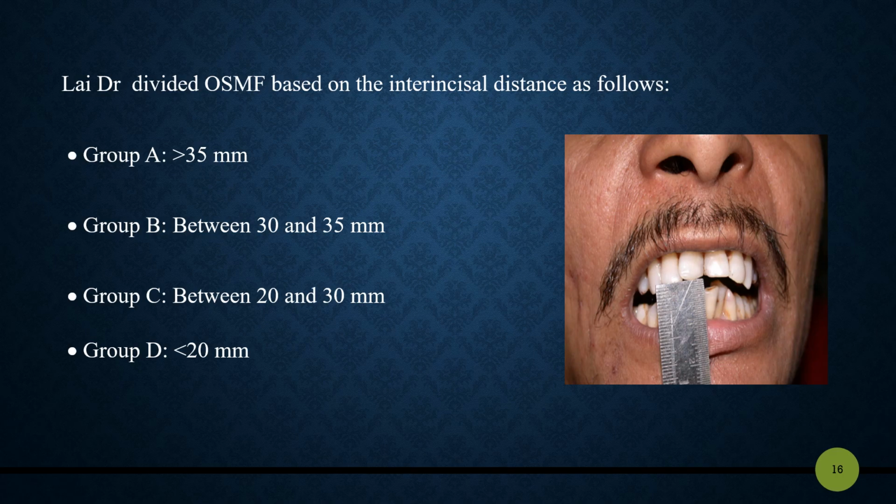There is a classification of oral submucous fibrosis based on the interincisal distance, wherein group A is mouth opening greater than 35 millimeters, and group B includes mouth opening between 30 and 35 millimeters. In group C it is between 20 and 30 millimeters, and group D if it is less than 20 millimeters.